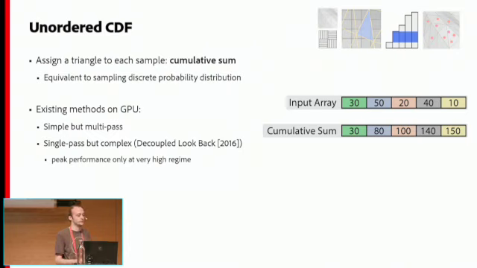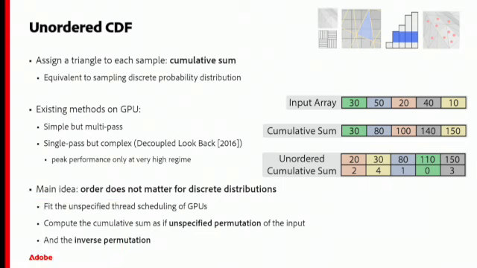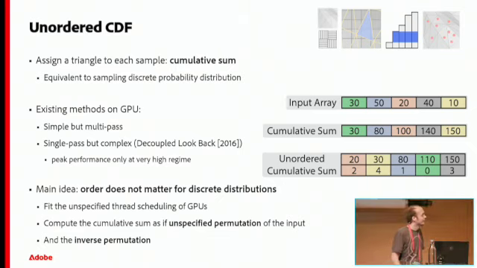So instead, what we want is basically the best of both worlds, by having a single pass and very simple to write code. The intuition behind that is that when we want to sample a discrete distribution, the order of the elements, or in this case the order of the triangles, does not really matter. Which means that instead of fighting against the unspecified thread scheduling nature of the GPU, we just embrace it and deal with it. We are actually computing here an out-of-order cumulative sum, which is basically computing the cumulative sum as if the input were permuted. And of course, we also need to compute the inverse permutation to be able to use this cumulative sum.